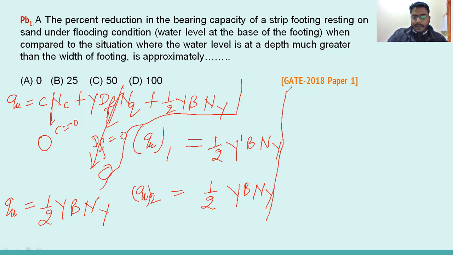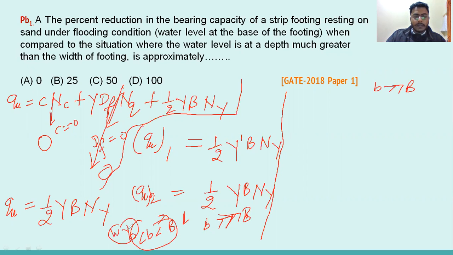You will see this is the case where b is greater than B. If b is less than B and greater than 0, in this case we will see there is a water reduction factor called gamma W. That I will discuss in the next coming questions, so I'm not discussing it here.